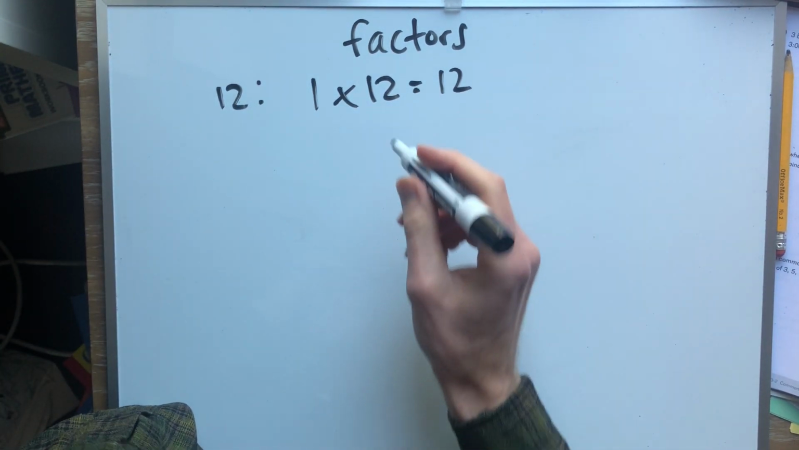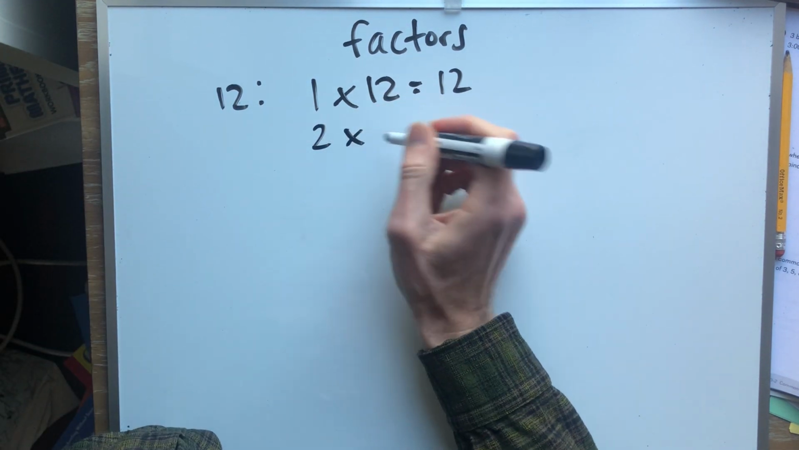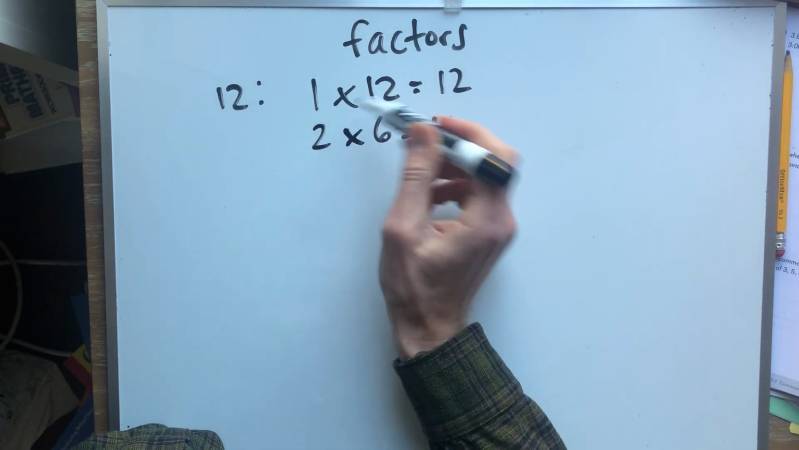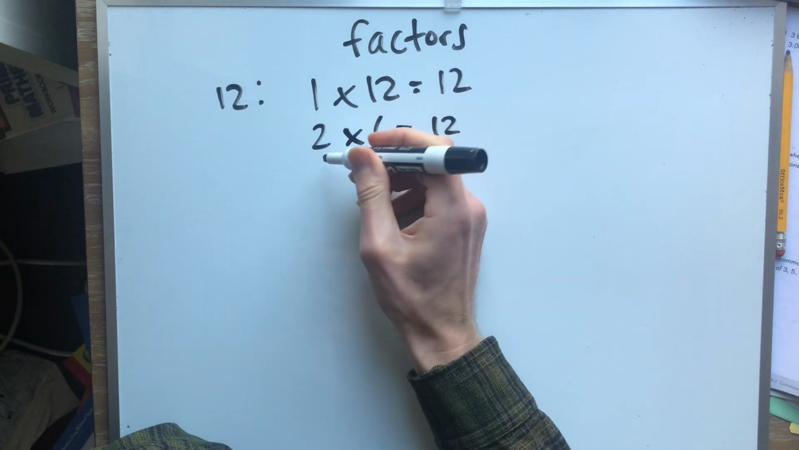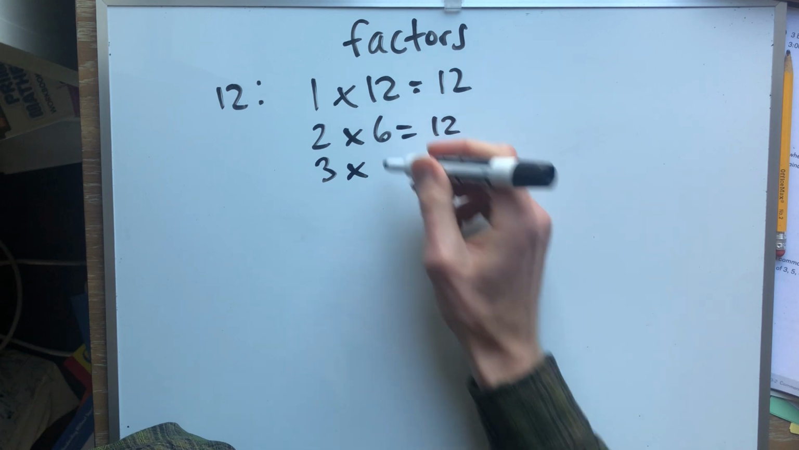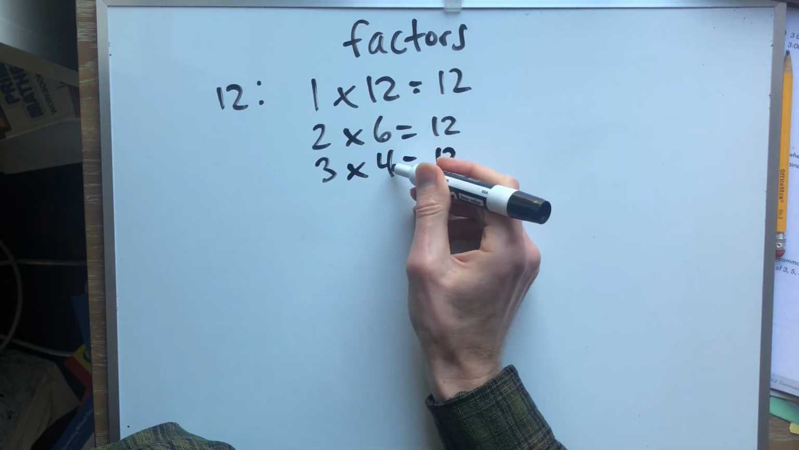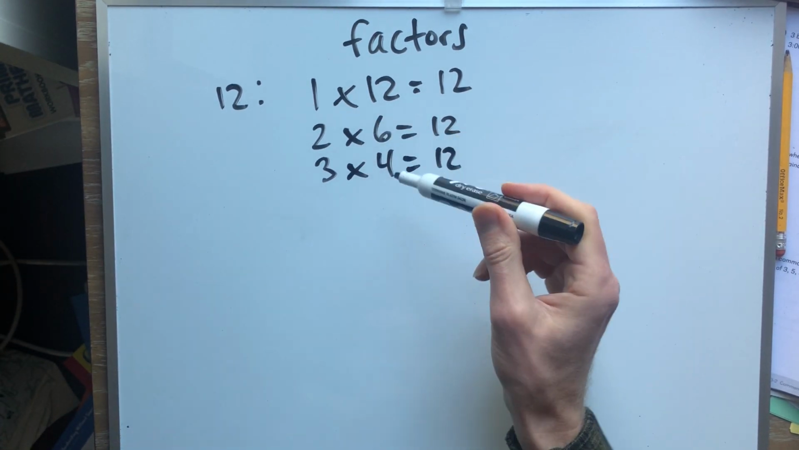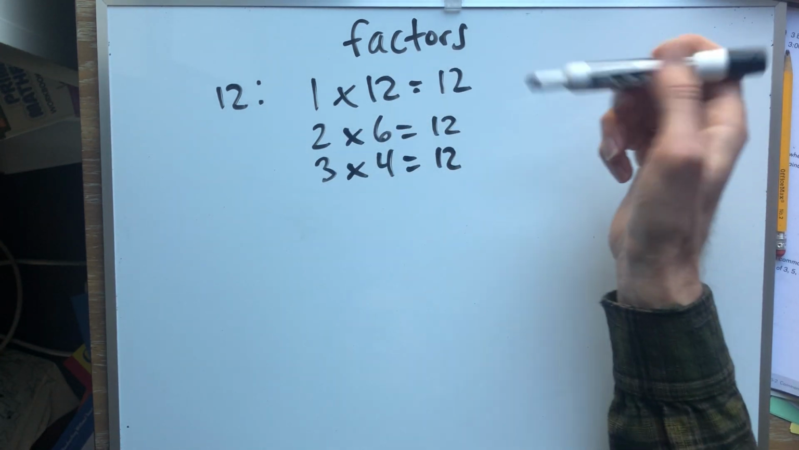What else equals 12? 2, we know it's even, so 2 is going to go in it. 2 times what? 2 times 6 equals 12. Well, now I've got 1, 2, 6, 12, 4 factors of 12. Are there any more? Well, what about 3? Does 3 go in it? Yeah, 3 times 4 equals 12. What about 4? We just talked about it. 4 right there. Oh, so you got them all. So 1, 2, 3, 4, 6, and 12 are factors of 12.